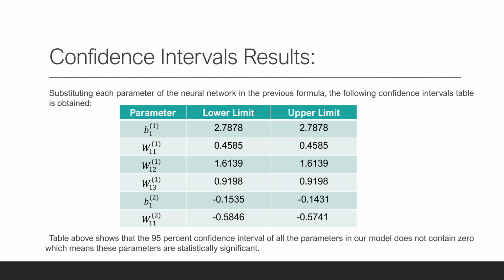So the confidence interval results were obtained by substituting each parameter of the neural network in the previous formula, and the following confidence interval table is obtained. This table shows that the 95% confidence interval of all the parameters in our model does not contain 0, which means these parameters are statistically significant. And the first 4 variables are highly significant, in that their confidence interval contains only one number.